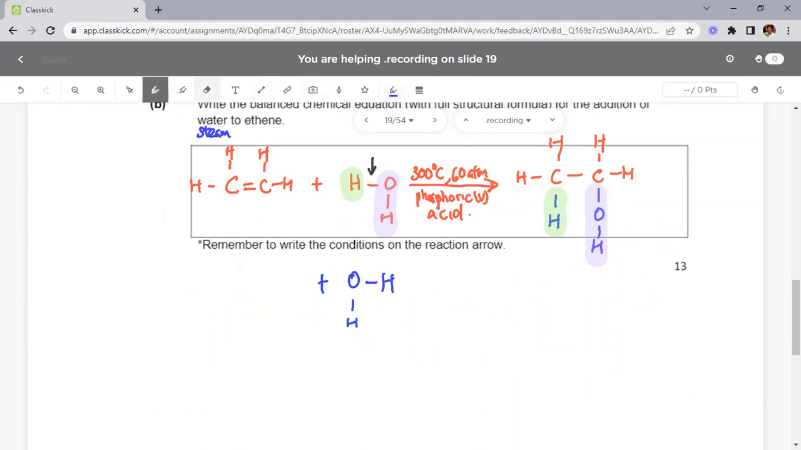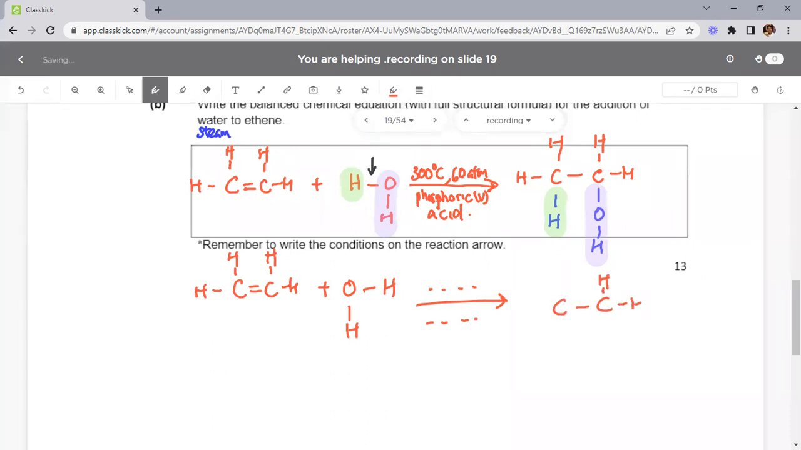Okay, so maybe let me use the red color again. So I just want to show you that actually I can change the position of my water. Instead of HOH, I can draw it like that. Okay, I add it to ethene. I want you to see that because I've rotated the water, the position looks slightly different. Okay, so the conditions I just put dot, dot, dot, you can just imagine it's the same thing on the right.